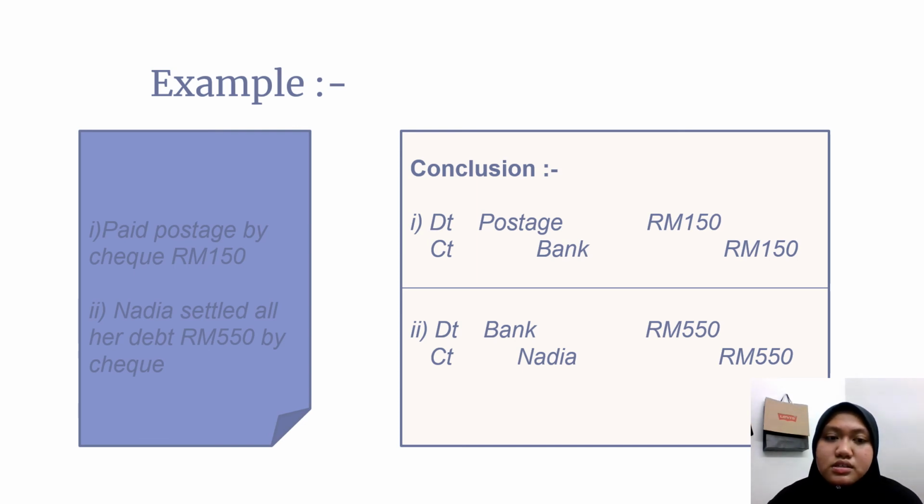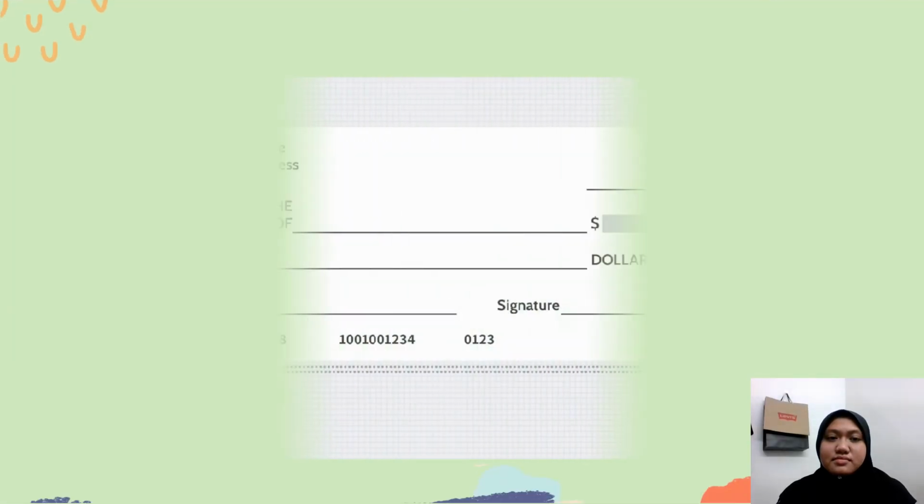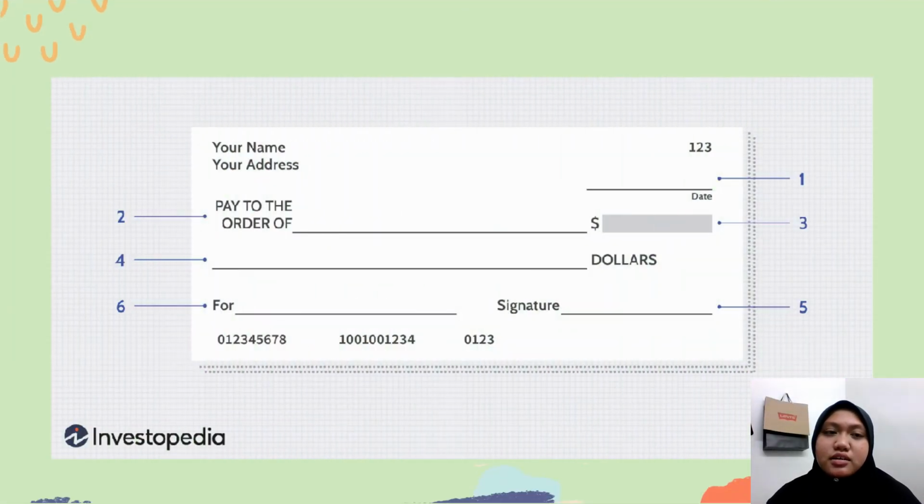Okay, so let's look for the question 2. Nadia settled all her debt 550 by check. So you must debit the bank and credit Nadia. So this one is different from the previous one because when the bank is on the debit, then it will increase our bank account. So this is an example for check voucher.